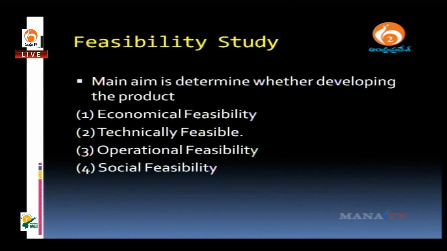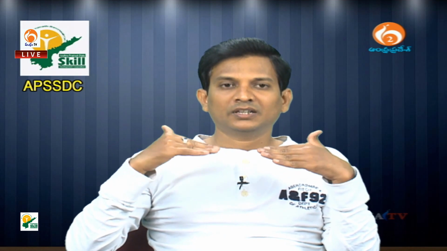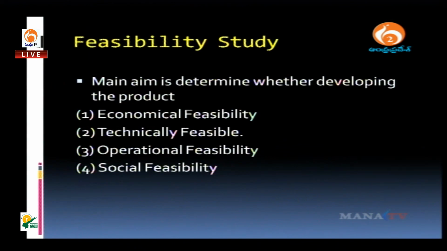Third one is operational feasibility. So, operational: whether we can maintain the software or not, we also have to see that. Within that budget, can we maintain this, can we operate this software or not? This is called operational feasibility.